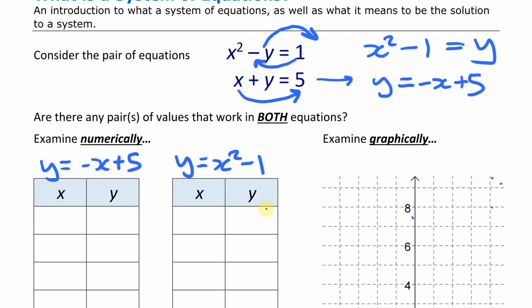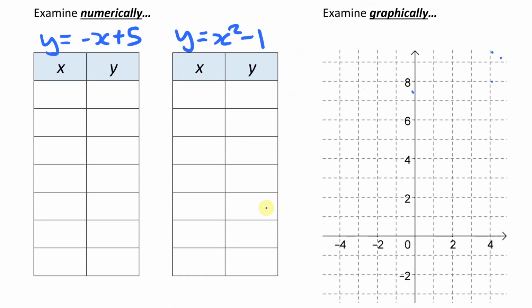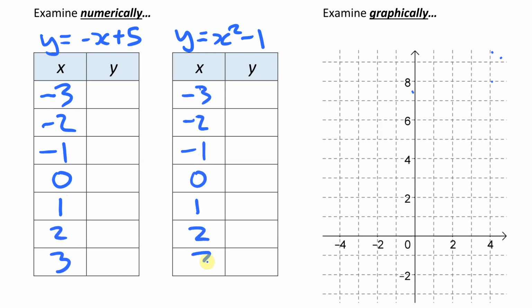If we're going to create the table of values for both of those, we're just going to use negative 3 to positive 3 here for each of them. And so for this first one, substituting those values in, basically it says negative x plus 5. Negative x means switch the sign of the x value, then add 5. So negative 3, switch the sign is positive 3, add 5 is 8.